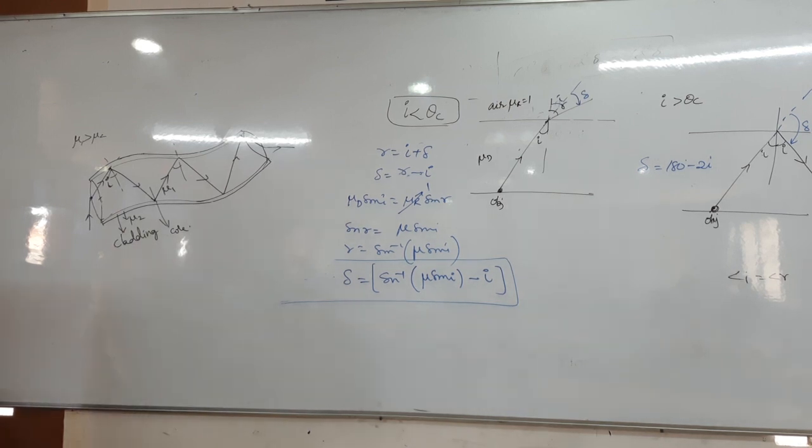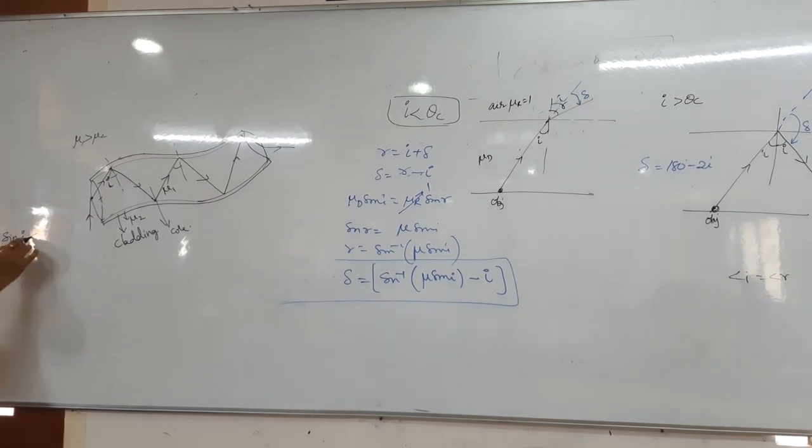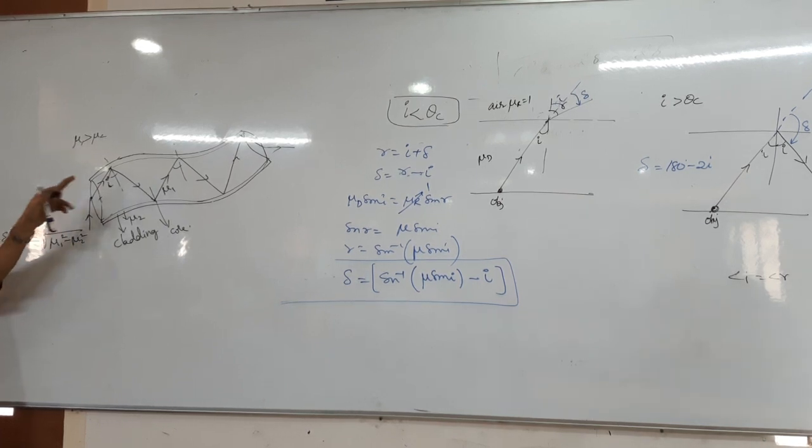See, only one formula will be there here. For getting total internal reflection in the optical fiber, one fixed formula is directly written: sin i should be less than or equal to the square root of mu1 squared minus mu2 squared. What are mu1 and mu2? Mu1 is the refractive index of the core, and mu2 is the refractive index of the cladding.